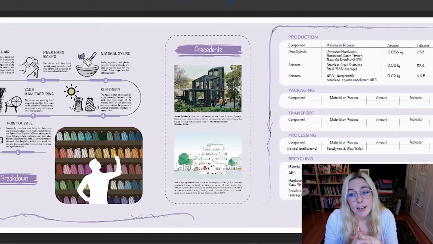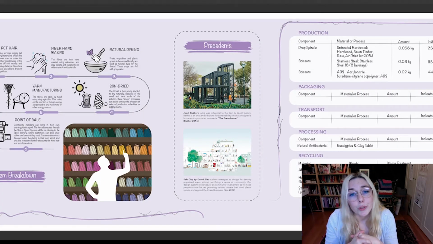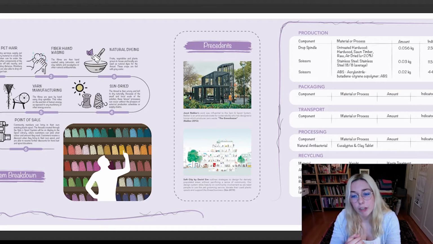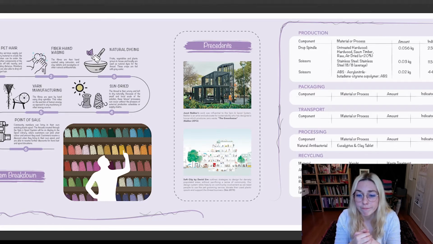In creating our design solution, we looked to the work of Joost Bakker, an artist and advocate for sustainability who has created an intricate zero-waste ecosystem. His project, The Greenhouse, showcases a system which allows for water recycling, homegrown food with zero transport costs, and sustainable building practices. In our spin and spool system, we use a combination of local plants, recycled water, and the surrounding community's pets to create our sustainable alternative.